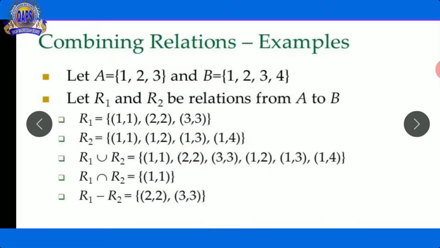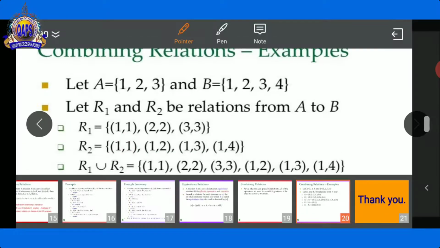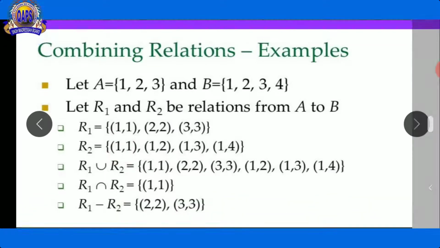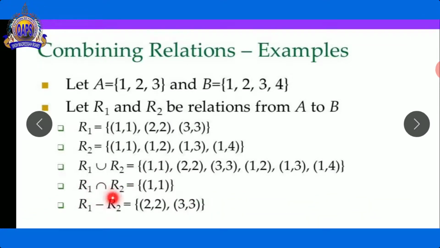But when we solve the intersection, we must see only the common elements of relation 1 and relation 2. There is only one common element, because only one ordered pair is the same. So in the intersection there is only one ordered pair which is the same, and the result will be 1, 1.